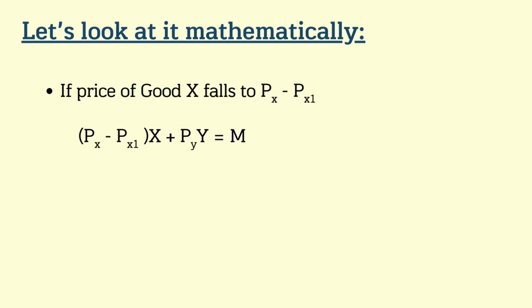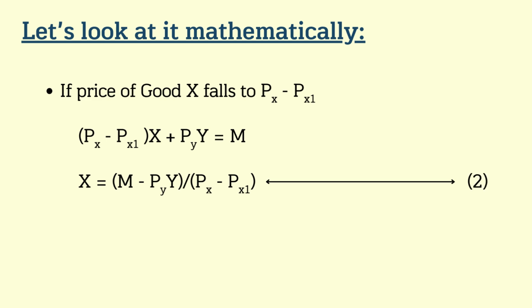If we assume that the price of good X has fallen to Px minus Px1, then our new budget equation would look something like this. (Px minus Px1) whole multiplied by X plus Py into Y should be equal to M. Through manipulation, we can find X as (M minus Py into Y) upon (Px minus Px1). This would be our equation 2.